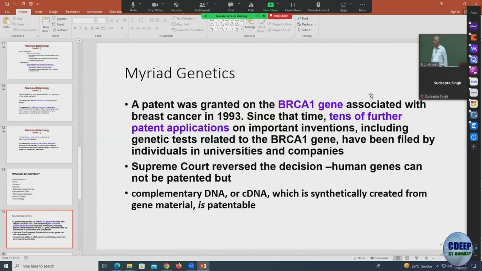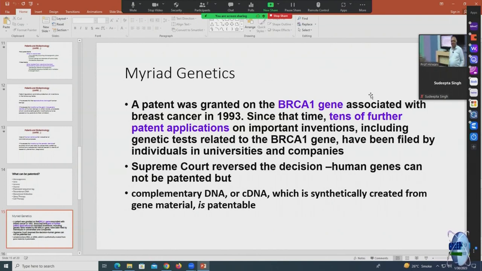This is a famous case. With that BRCA1 gene, which is associated with breast cancer, this company took a patent and then they sued every hospital, every diagnostic center which was doing cancer detection. And everybody stopped doing that. And finally, people went back to the Supreme Court. Initially, the court had said the patent is valid. With a lot of hue and cry on a revision, the Supreme Court reversed the decision saying you cannot.